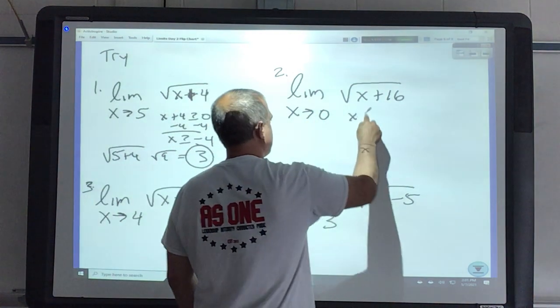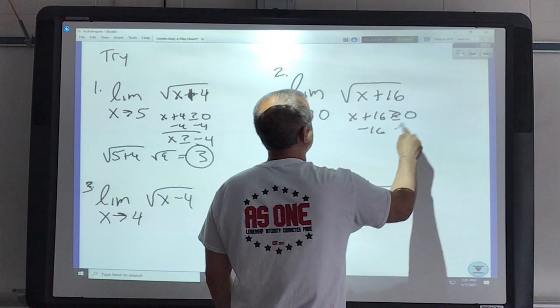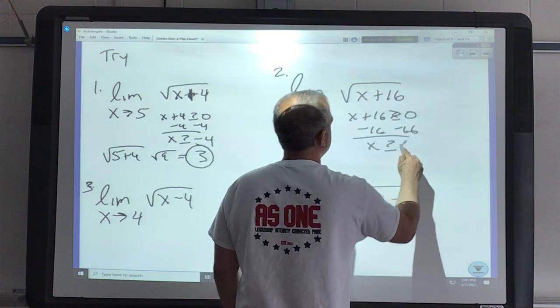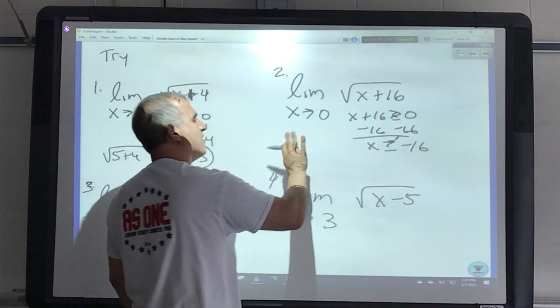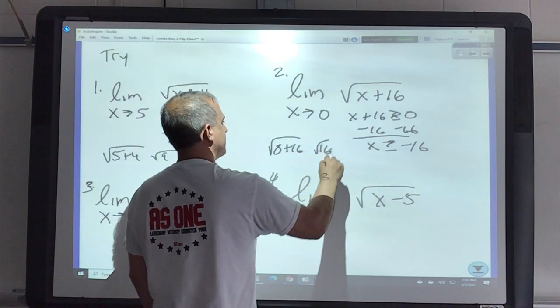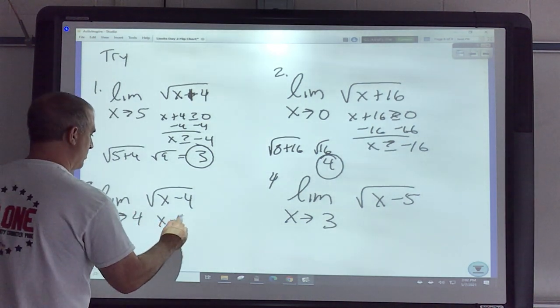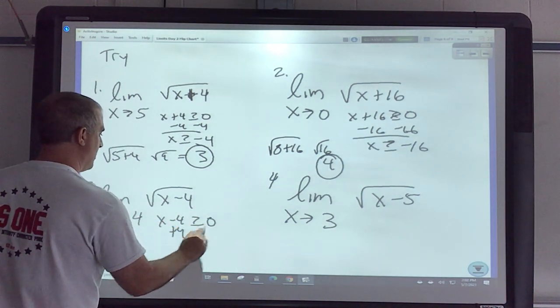This one, set that equal, the domain is this, subtract. All right, the thing's got to be greater than or equal to -16. 0 is well into that. So I would just do 0 plus 16, which is 16. That would be 4.